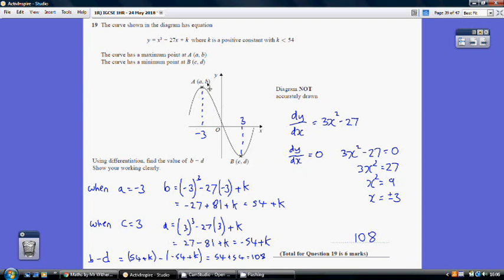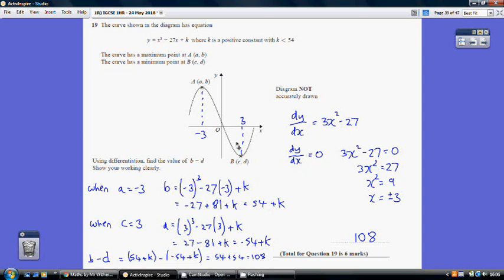Now to work out the y coordinate, I'm just going to substitute these x coordinates back into the curve. So not into the differential, but back into the curve itself. Substituting minus 3 into this, I can see that b must be equal to 54 plus whatever k is. And substituting 3 back into the curve, I can see that d must be minus 54 plus whatever k is. So we've got 54 plus k up here, minus 54 plus k down here.